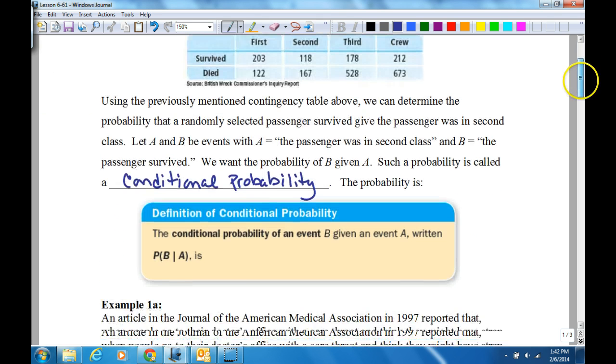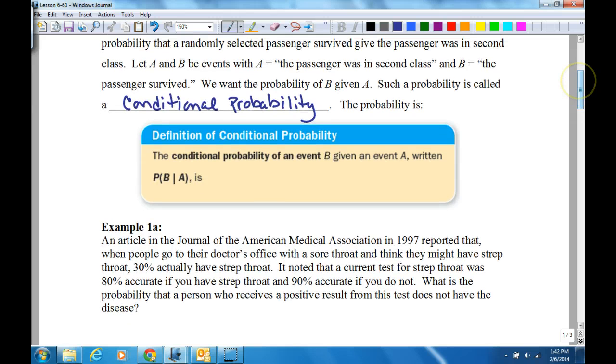So, there's some different things you can do. Here is the definition of the event B given the event A. You see that little bar right there? That means given. So B given A, and this is how you write it out, is P, the probability of A intersect B, over the probability of A.